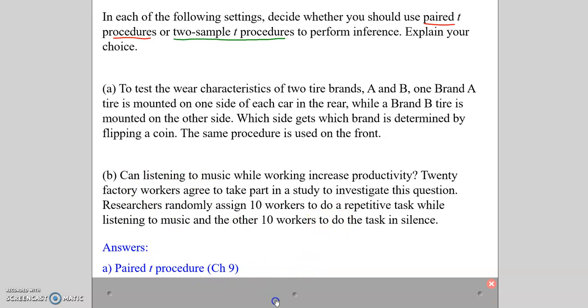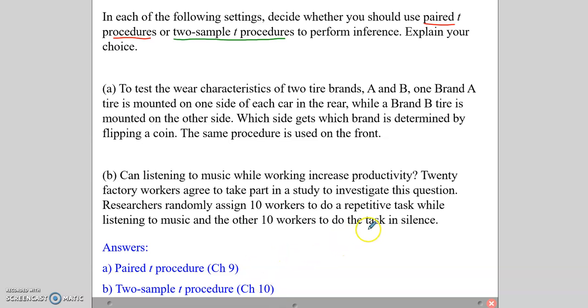For the second one, that would be a two-sample t-procedure because there were two different groups randomly assigned to two different treatments. No reason to compare one individual worker to another from the two groups. It does not say that each worker experienced both treatments. So we are just comparing one group to another, and that's going to be two sample t-procedures.